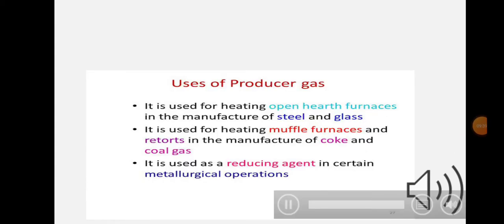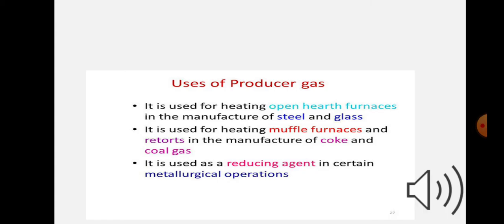And next is uses of fuel gases. In that, uses of producer gas. The producer gas is used for heating the open hearth furnaces in the manufacture of steel and glass, and it is also used for heating the muffle furnaces and retorts in the manufacture of coke and coal gas, and it is used as a reducing agent in certain metallurgical operations also. These are the uses of the producer gas.